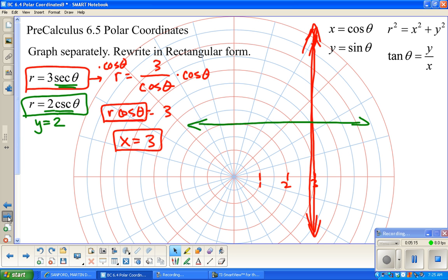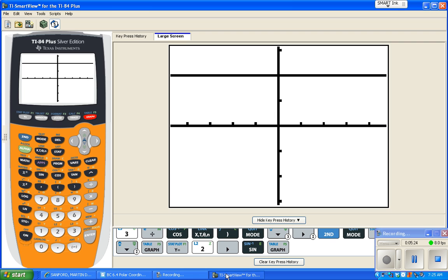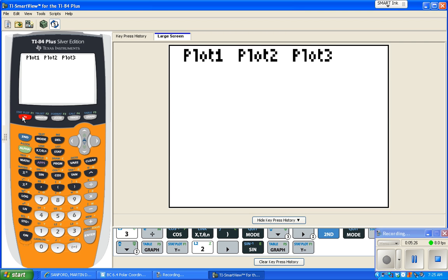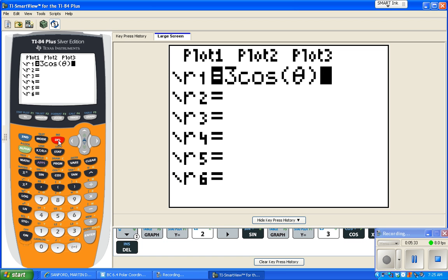Okay, all right, let's do some more. This time it's not 3 secant, it's 3 cosine, and what you end up with is very, very different. So let's type that in, 3 cosine theta, and I've got to delete that last little extra piece. Okay, so here we go.